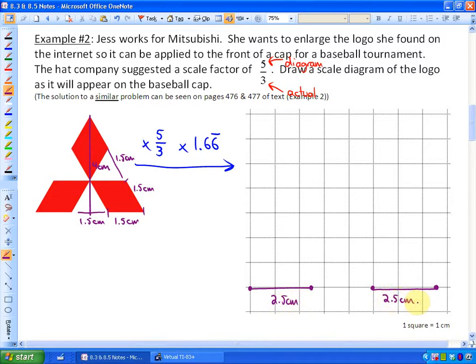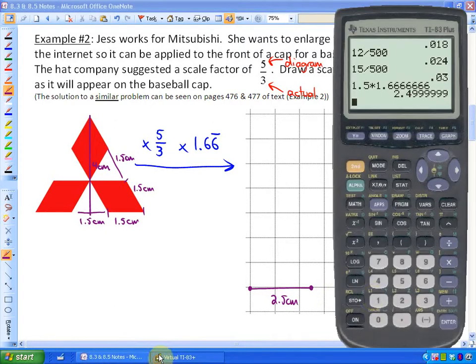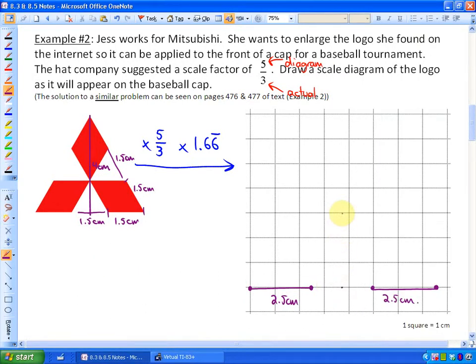Okay, and the height, if we take the midpoint of this 2.5, it's roughly here. The height being 4 centimeters, if I multiply that by the scale factor, that's roughly 6 2/3. So the height would be here, 6 2/3, roughly here. Okay, so there we go.